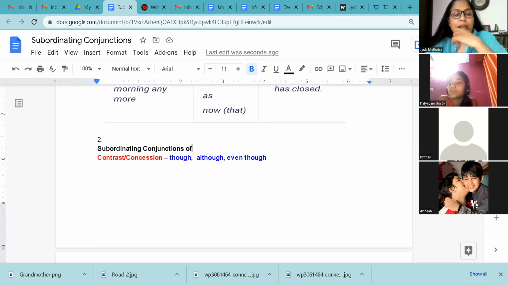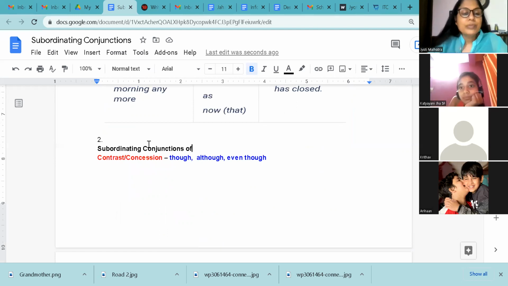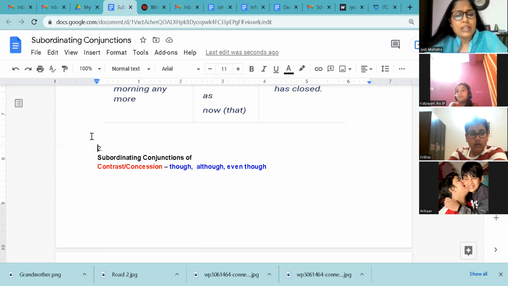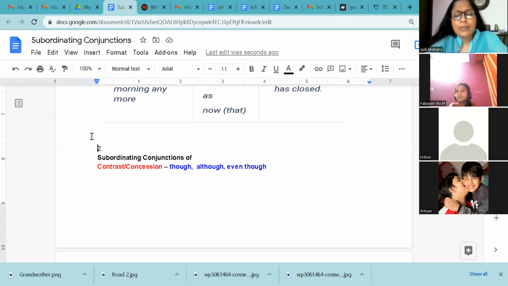Okay. Let's read this. Pritha, would you like to read? Yes, ma'am. This is the next type of conjunction. It is called the conjunction of contrast or concession. Have you heard this word? Though. Though he was poor, he was honest. Even though he is poor, he is honest. Although he is poor, he is honest. Okay, let's have a look.